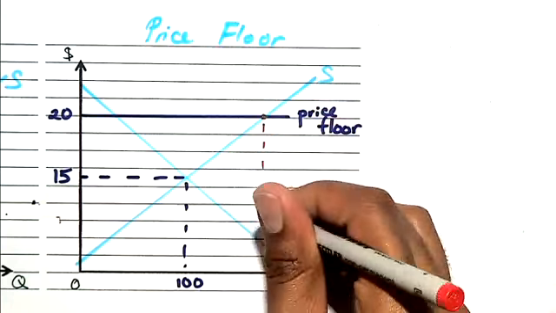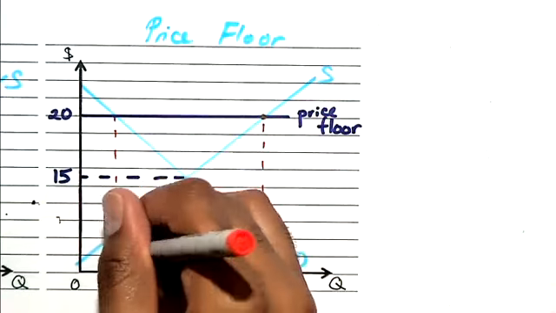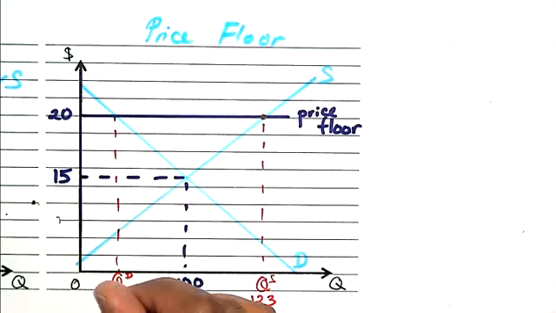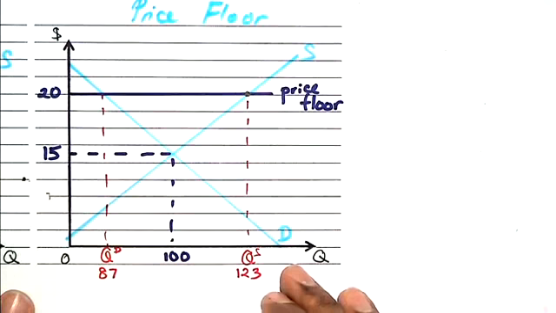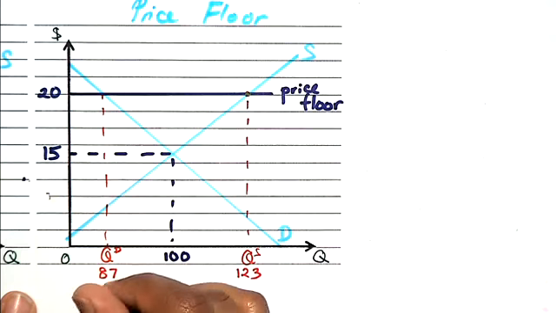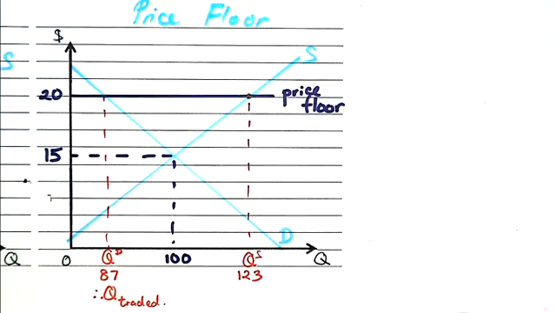Quantity supplied rises. Random number. Quantity demanded falls. Random number. How many units get traded, bought and sold? Even though there's 123 available for sale, we only want to buy 87, right? So this is our quantity traded. You can make a note that the quantity traded is always the smaller number.